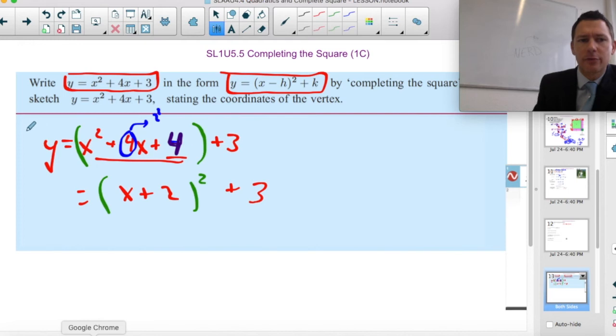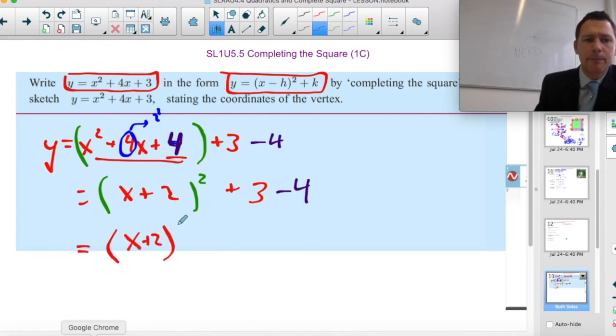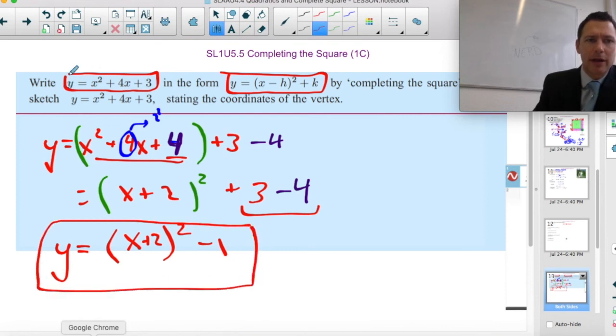So in the previous problem, we added 4 to the other side, but there is no other side. It's just a y right now, and I want to keep it a y. So instead of adding 4 to balance it out, let's subtract 4, but let's do it outside of the equation. What's nice about that is that turns into x plus 2 squared, and that turns into negative 1. And so this is the exact same parabola as this, just in a different format.